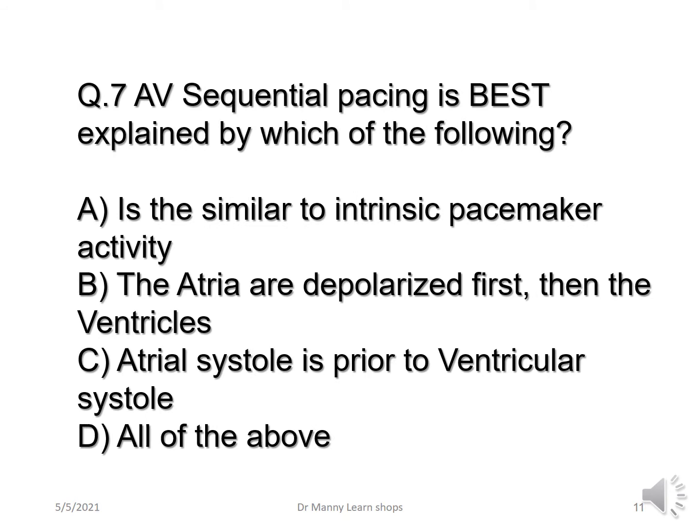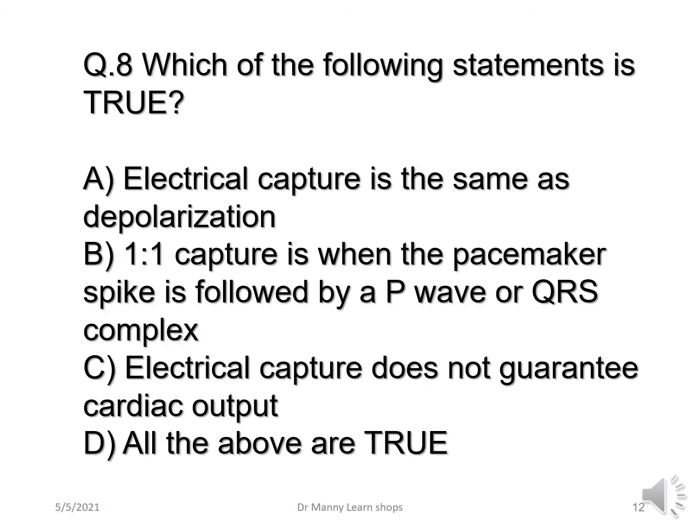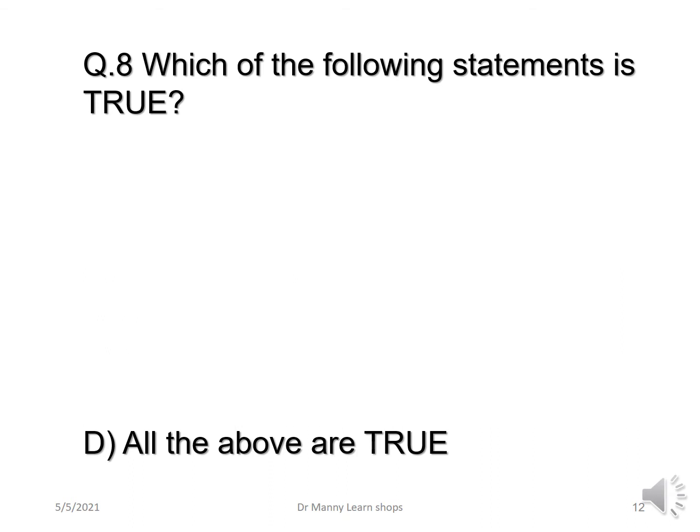Question 7. AV sequential pacing is best explained by which of the following statements? A, B, C, or D? The correct answer is D, all of the above. Which of the following is true? A, B, C, or D? The correct answer is D. All the above are true.